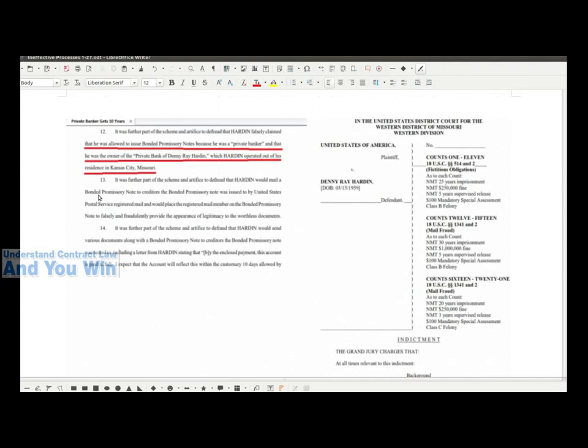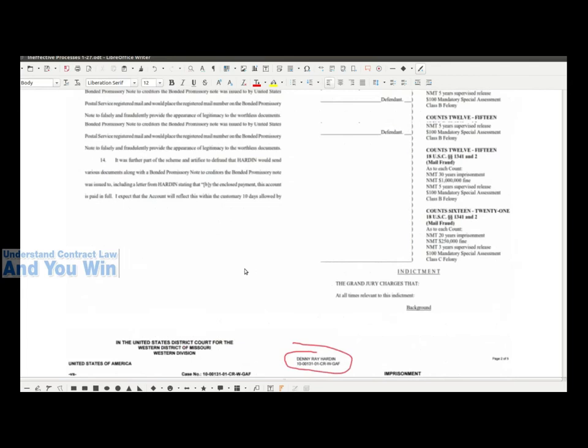would mail a bonded promissory note to creditors. The bonded promissory note was issued by United States Postal Service registered mail, and would place the registered mail number on the bonded promissory note to falsely and fraudulently provide the appearance of legitimacy to the worthless documents. It was further part of the scheme and artifice to defraud that Hardin would send various documents along with the bonded promissory note to creditors, including a letter from Hardin stating that by the enclosed payment, this account is paid in full. I expect that the account will reflect this within the customary 10 days as allowed by law, etc., etc. So anyways, this is the guy's case.